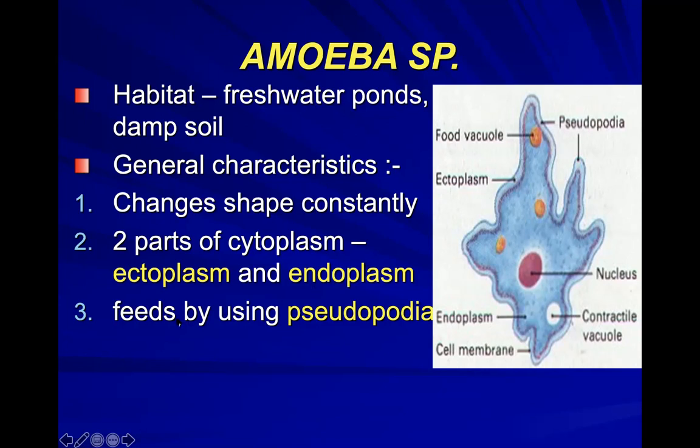And then they basically feed by using pseudopodia. As you can see, this is the amoeba. Pseudopodia means the extended structure made by the amoeba. Basically they will just be like this, but if they want to feed, they will form pseudopodia. So here is pseudopodia, a finger-like structure. After this we are going to study in detail.